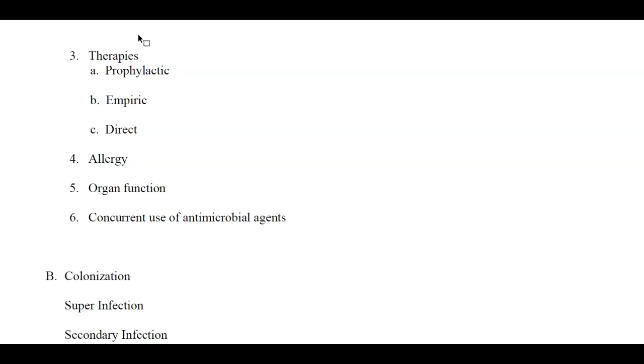Now, direct or definitive therapy is basically the administration of antibiotic based on known results of a culture and sensitivity testing. Basically, we've already identified the pathogen causing the infection. So we know what microorganism is causing the infection and we're treating it based on that knowledge.